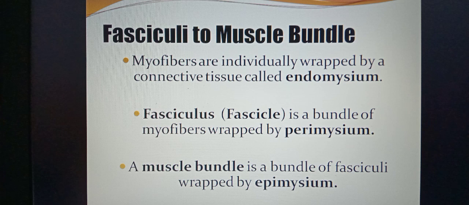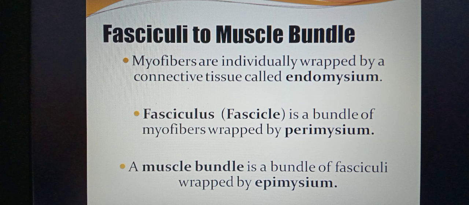Next is fasciculi to muscle bundle. Myofibers are individually wrapped by a connective tissue called endomysium, from the word endo meaning inside, because the myofibers are found on the inner part of the muscle tissue. A fasciculus or fascicle is a bundle of myofibers wrapped by perimysium. A muscle bundle is a bundle of fasciculi wrapped by epimysium.